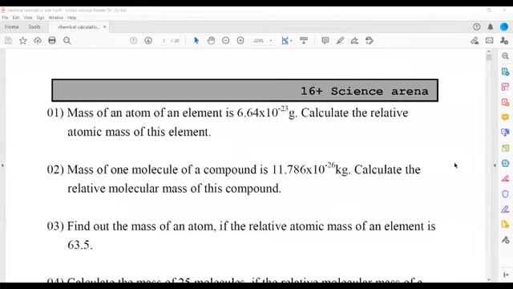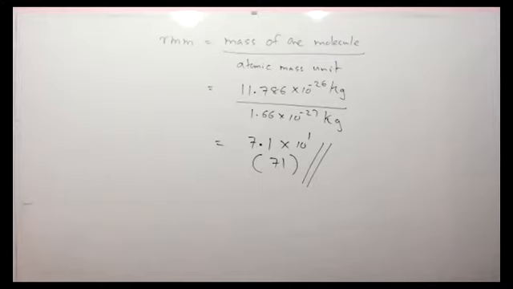Right, children, I hope you have finished writing the question, Tute question number 3. I'm going to stop sharing the screen. Right, quickly do the problem, children.